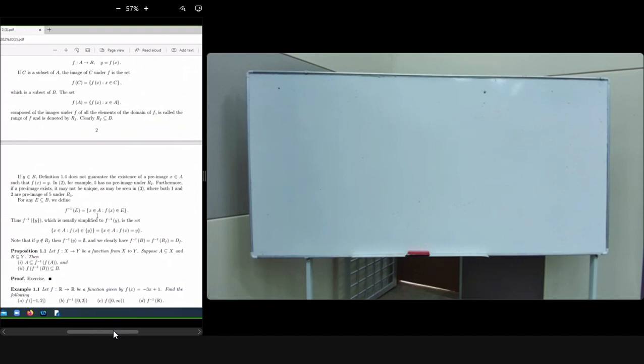f of C, where C is a subset of A, is the set of all values of the function f such that x belongs to C. This is a subset of B, and this set is composed of the images of all the elements. Actually, A is the domain of f. And we need the definition of f minus 1 as well. Remember, please, it is all values of x from A such that f of x belongs to E. So this definition is used today.